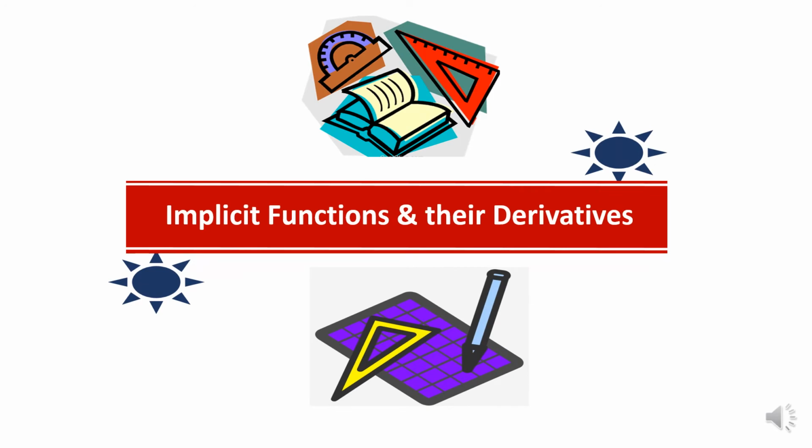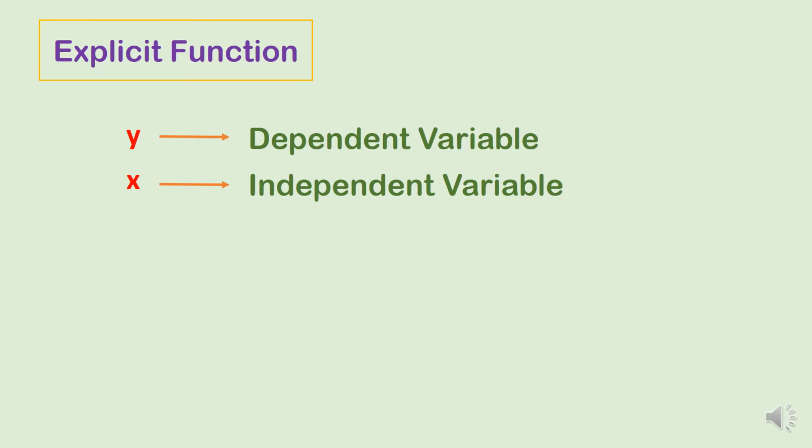Hello students. We will talk about implicit functions and their derivatives today. Let us see what is an explicit function first of all. Now, as usual in a function, we are going to take two variables. Say one is a dependent variable, usually we take y as a dependent variable, and the other is an independent variable. Usually we take x as an independent variable.